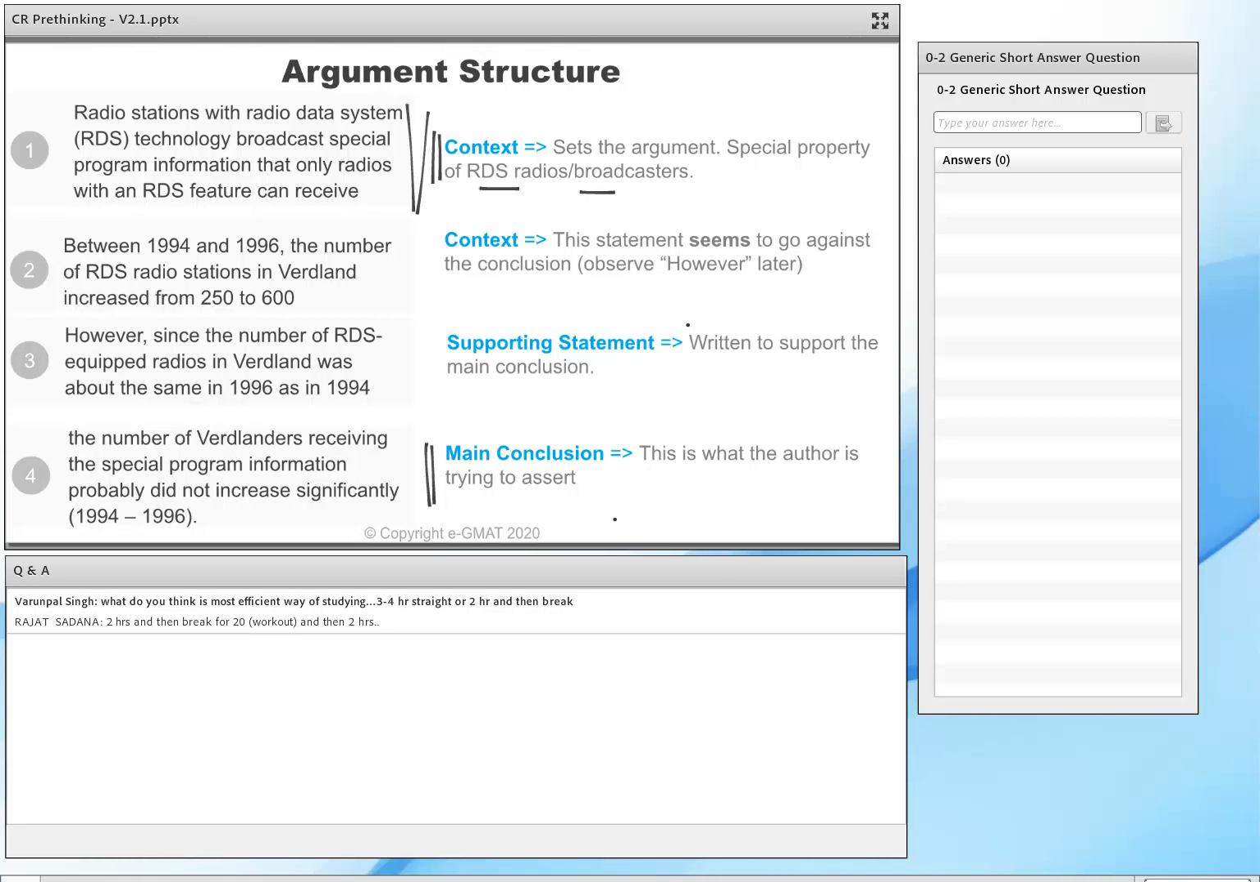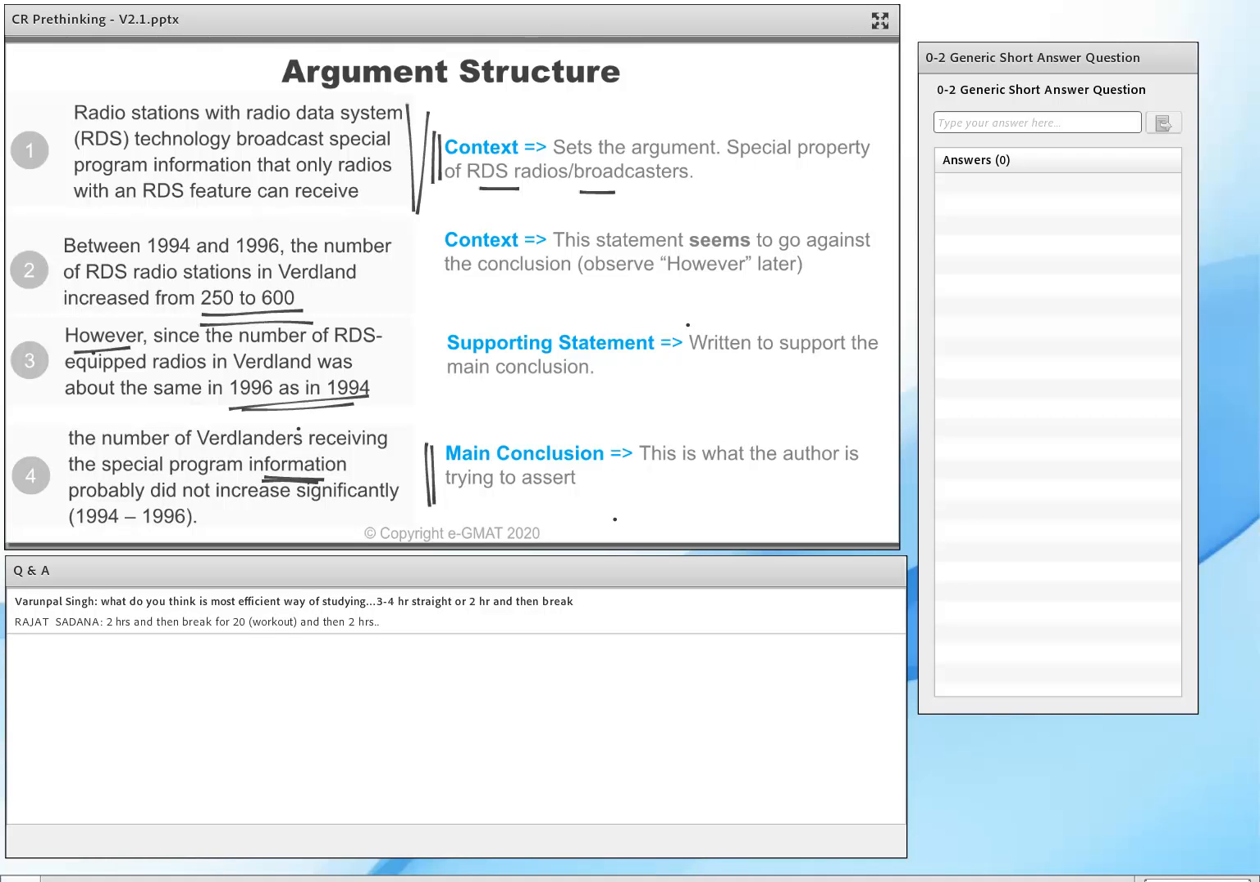Now, between 94 and 96, something happened. The number of broadcasting stations which had this capability more than doubled. However, and you can see the however over here, which means it's a contrast word. As you go from statement 2 to statement 3, they're talking about slightly different things. The number of receiving radios that people had did not change a whole lot. In 96 and 94, they were the same. And that's how the author arrives at his conclusion. He says the number of people receiving the special program information did not increase significantly.